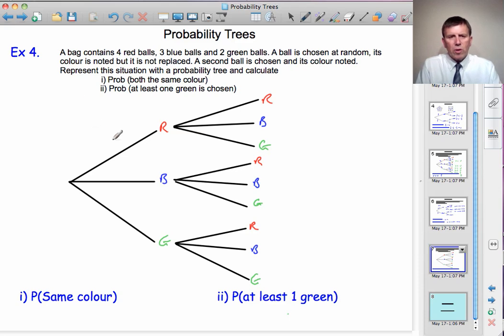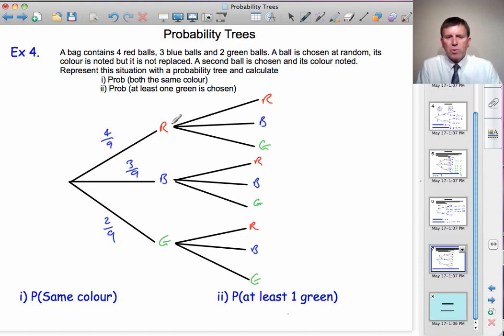The first one, we've got 4 red and there are 9 balls in the bag, 4 plus 3 plus 2. So the probability is 4/9. There are 3 blues in the bag, so the probability is 3/9. And 2 greens, so the probability there is 2/9. Now we come to this second set of branches.